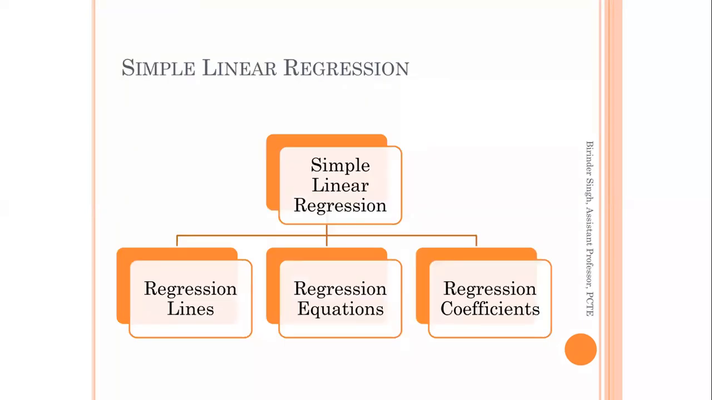So simple linear regression, there are three types of them. One is regression lines, regression equations, and regression coefficients. So in simple linear regression, we can study the concepts of regression lines, regression equations, and regression coefficients.